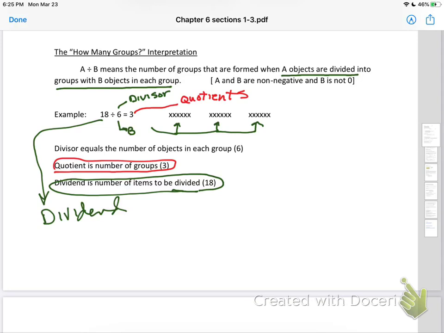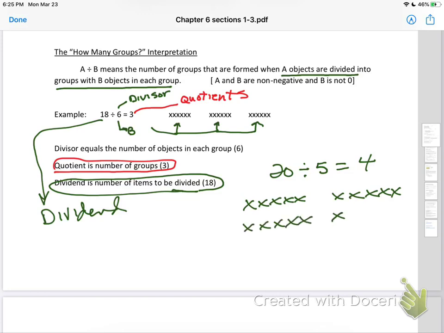Okay, so if I had 20 items, and I'm going to divide them so I want to have 5 items in each group, that's going to give me 4 groups. So 1, 2, 3, 4, 5. Four groups of five. So the question how many groups is what you're answering, and your question gets answered by your quotient. Okay, let's go on to the next page.